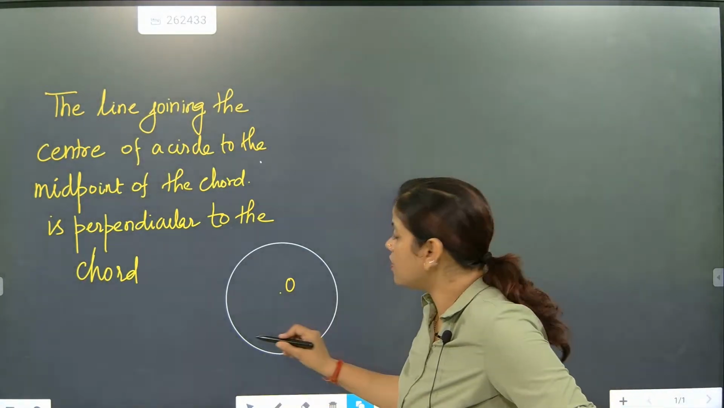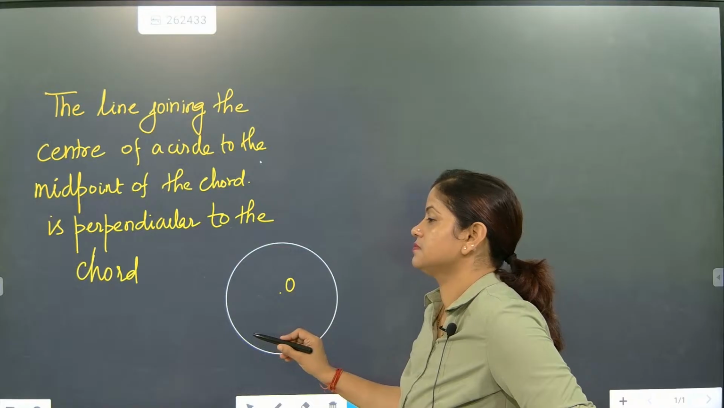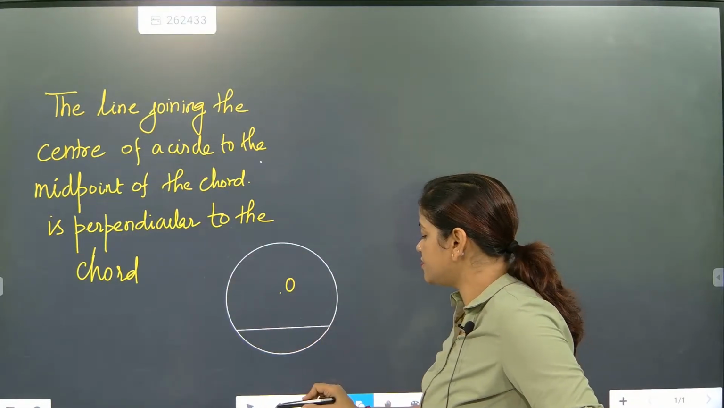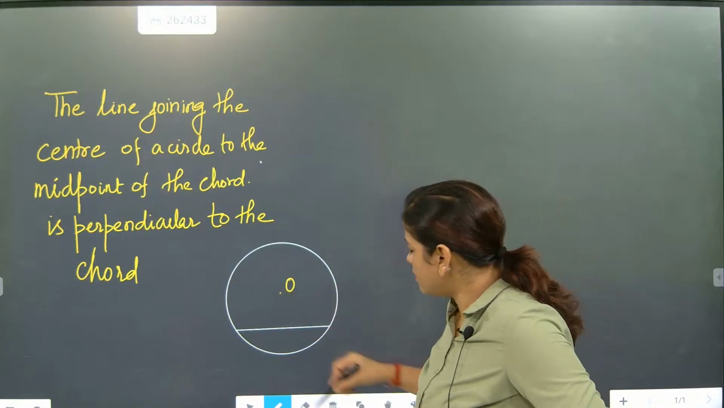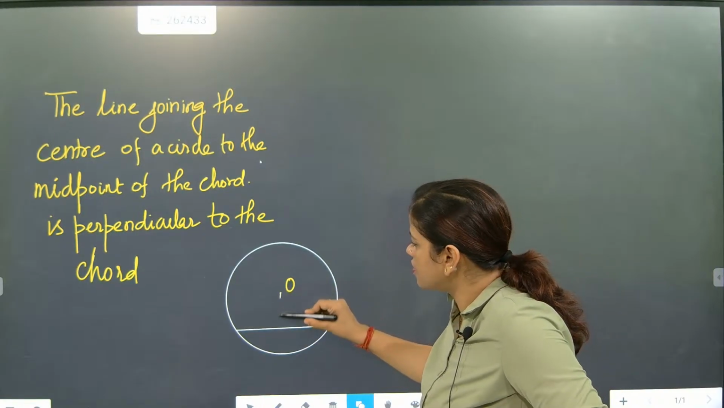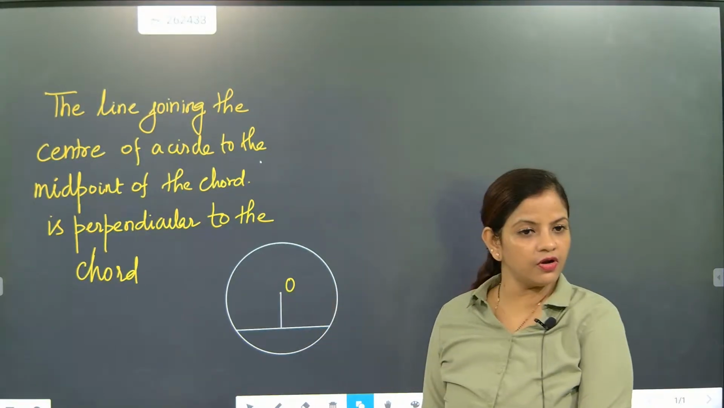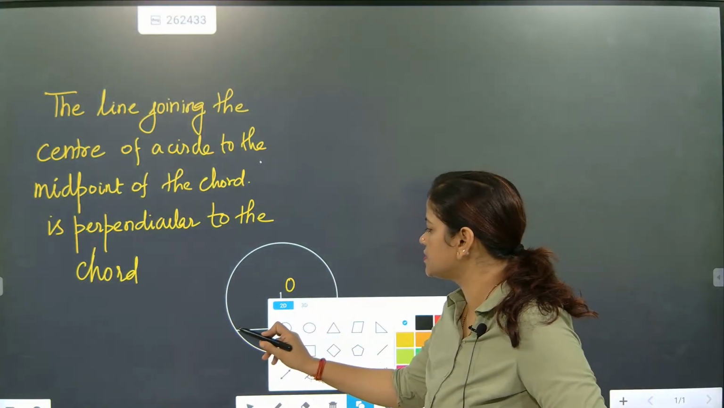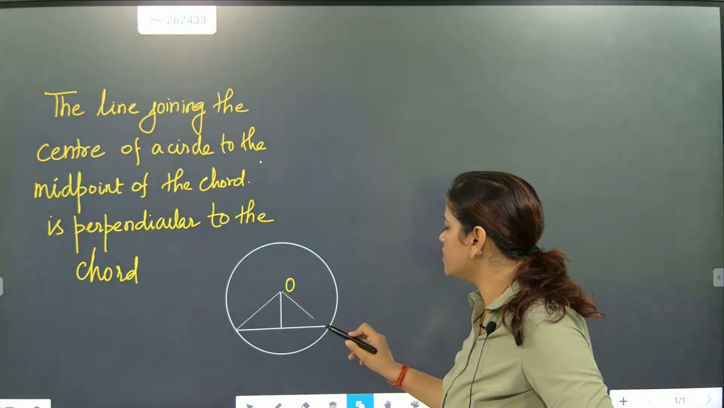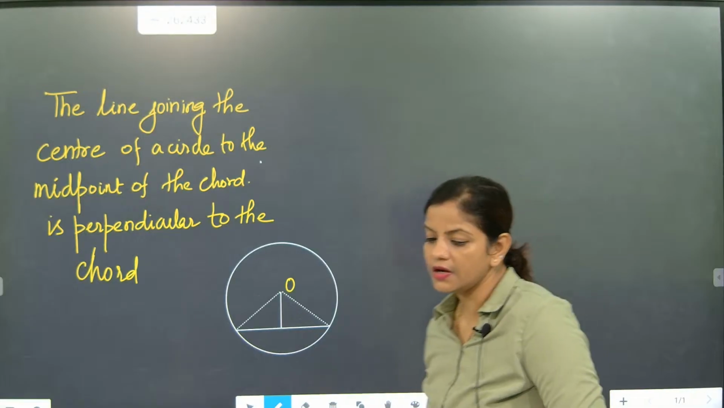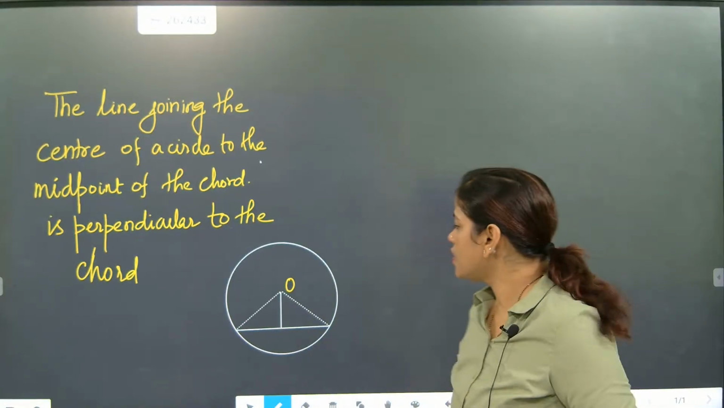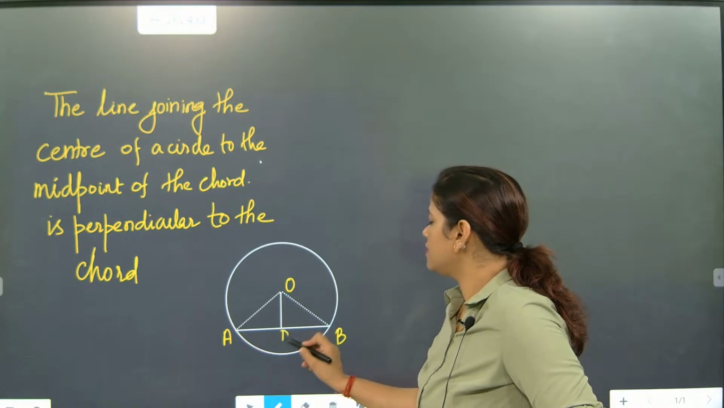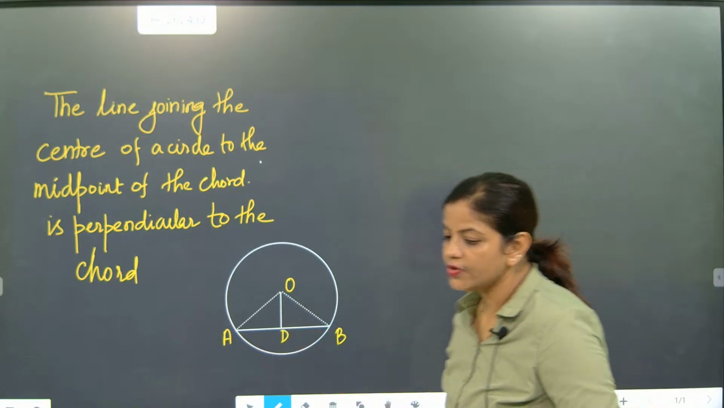So let this be the chord. Now a line is drawn from the center of the circle to the chord. After that, we are going to take these radii. So this and this will become the radii. Till here it is okay. So now it is O, A, B, D. So we are going to draw this first.